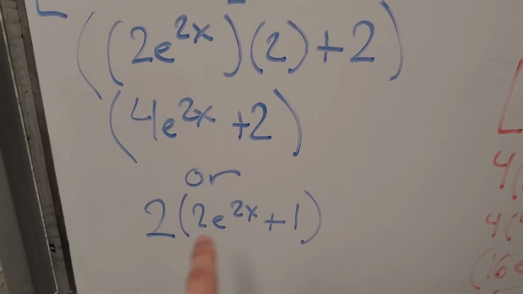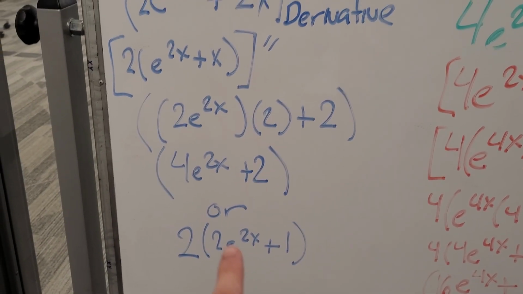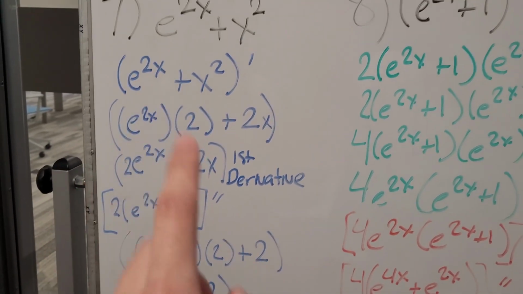And then we can simplify it and factor out the 2. We see that this would have been the same answer. It would have been a lot easier if we would have just factored out the 2 here and solved it this way. So that's it for this problem.